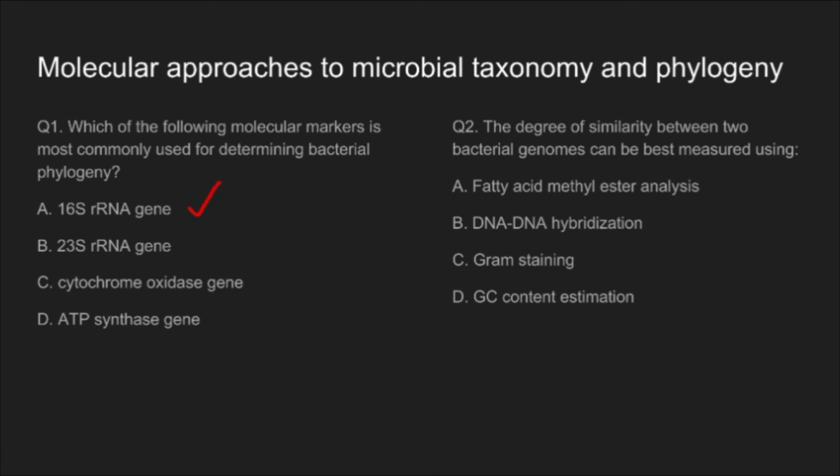Question 2. The degree of similarity between two bacterial genomes can be best measured using options A. fatty acid methyl ester analysis, B. DNA hybridization, C. gram staining, D. GC content estimation. So the correct answer for this question is option B. DNA hybridization. So DNA hybridization is the direct method of estimation of your genetic similarities.